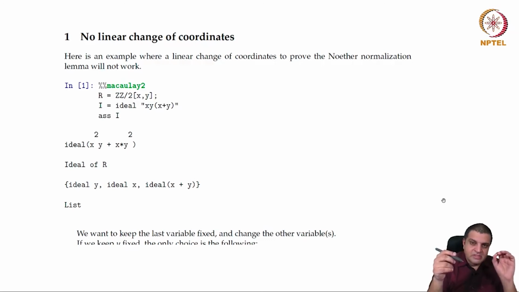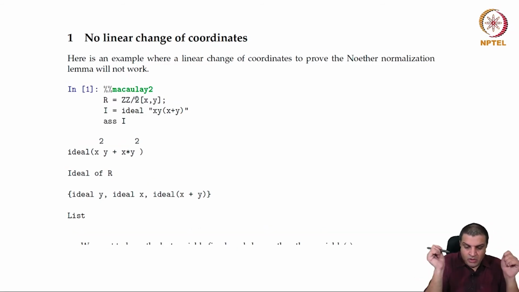So that we will revisit after we understand dimension a little bit better. Okay. So here we are taking a polynomial ring in two variables over a finite field of two elements. And then we look at the ideal x, y and x plus y, and we ask for its associated primes. This is the Macaulay command to compute associated primes.